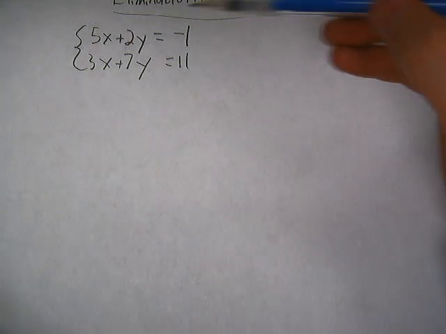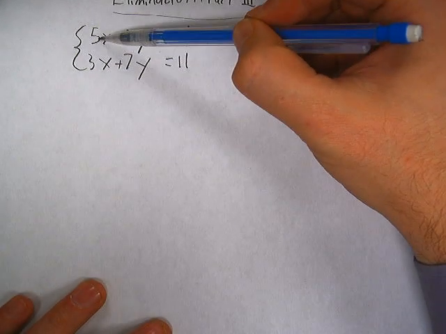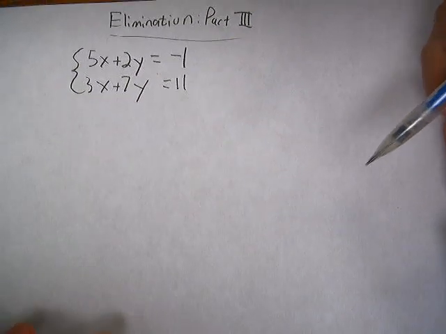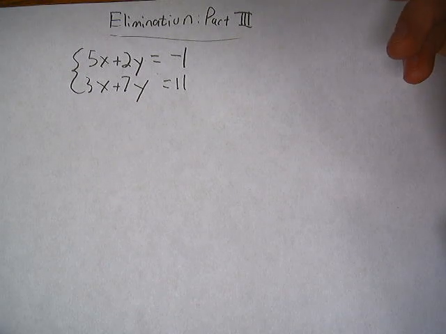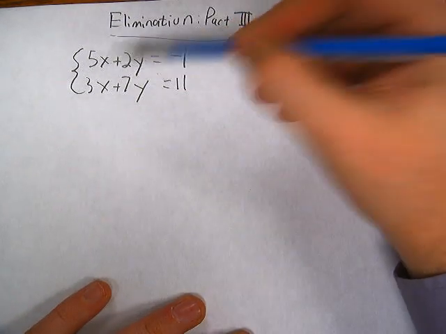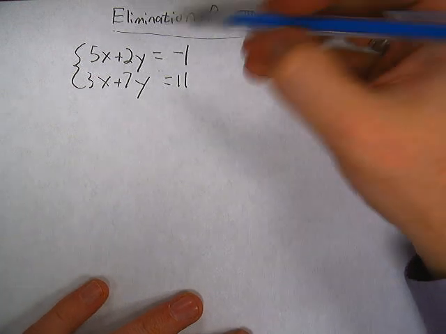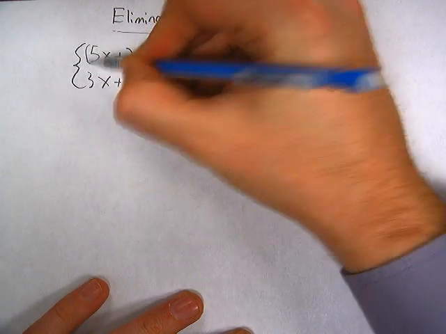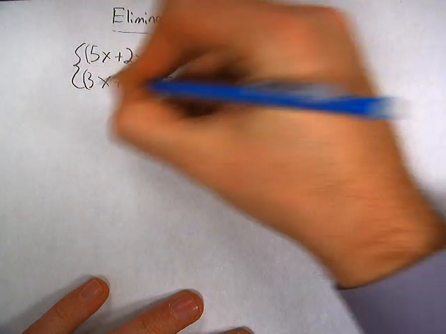On this one, if we look at it, well, 3 and 5, that's not a multiple. 2 and 7, that's not a multiple either. So we've got to do a little bit of creative multiplication here. Now, I don't care what these coefficients end up being as long as I've got the same number with different signs. So what I'm going to do this time is multiply both equations.